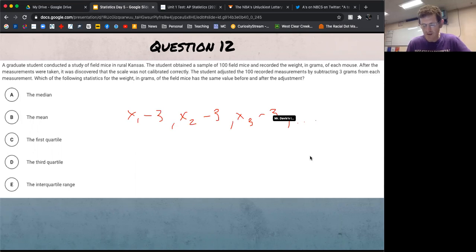So the median is one of these points. In this case, it's going to be interpolated between two of them, the average of 2 points. So it's going to be changed by 3. The mean is going to be all those values added up divided by the number. All those have that minus 3.